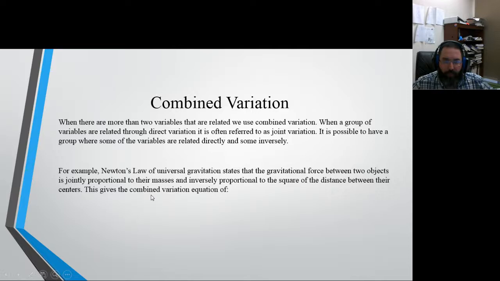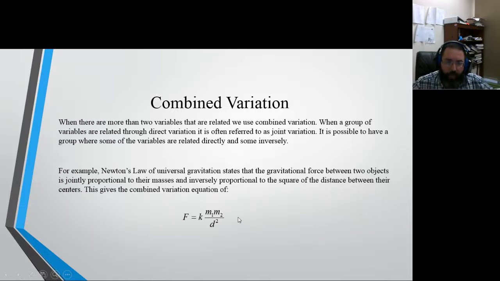So if we want to turn this into a variation equation, we get that the force is equal to k times mass 1 times mass 2 all over the square of the distance. All right, so in the numerator up here, we have the joint variation going on. We've got the product of the two masses, which is going to be multiplied by the constant of proportionality k. And then in the denominator is the square of the distance, because that's the thing that's inversely proportional.